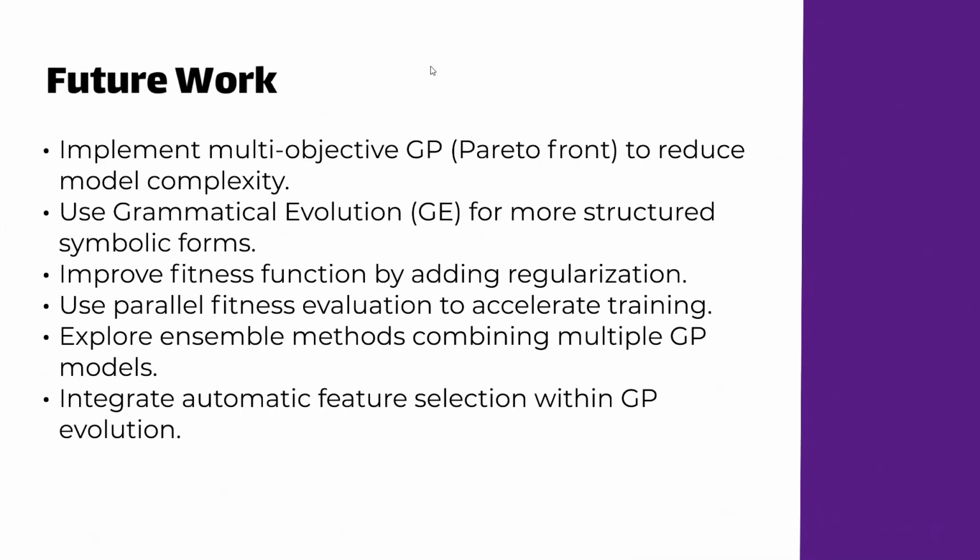As we talk of future improvements, we believe multiple objective GP would greatly enhance our approach. By optimizing both accuracy and simplicity simultaneously, we could reduce the model's complexity significantly. We also plan to explore grammatical evolution, which uses a formal grammar to enforce structure in the generated expressions. Also, parallelizing the fitness evaluation could drastically reduce computation time. Finally, creating an ensemble of GP models could improve stability and predictive performance.